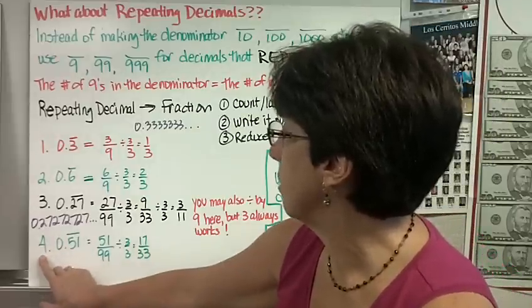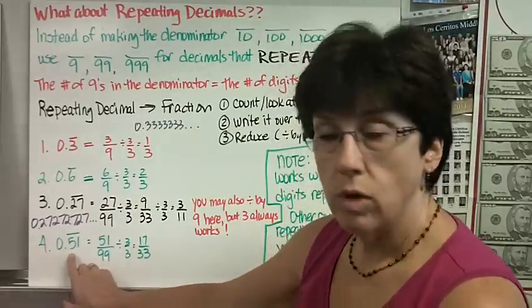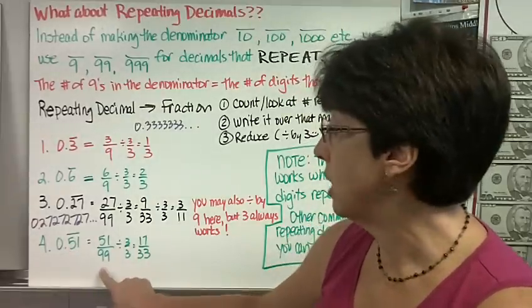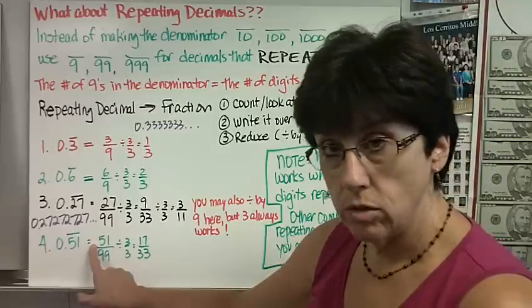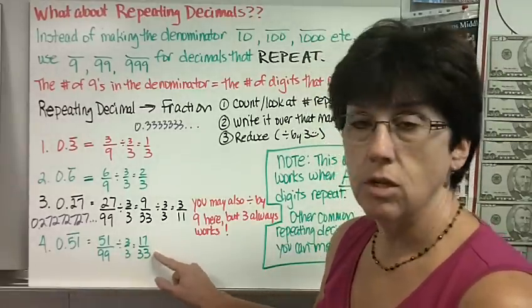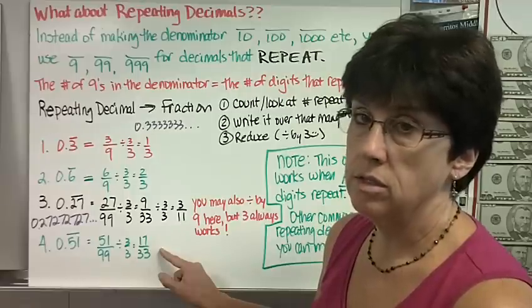All right, here's another example. 0.51 repeating. All right, how many digits repeat? 2, so we put 2 9s in the denominator, the 51 goes in the numerator, divide by 3, and it becomes 17/33, which I cannot reduce anymore.